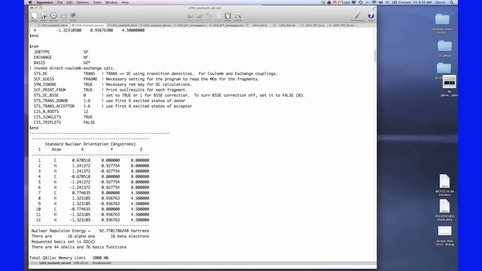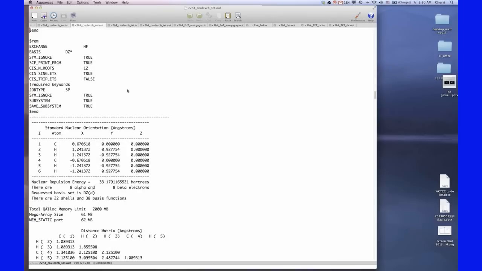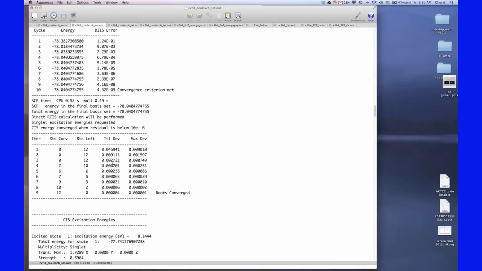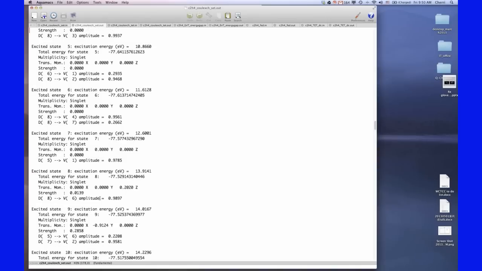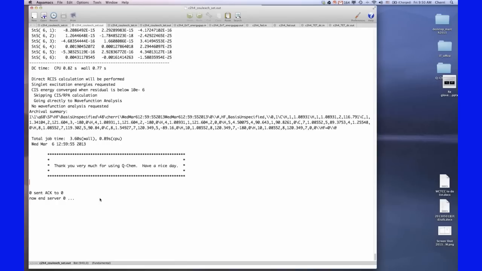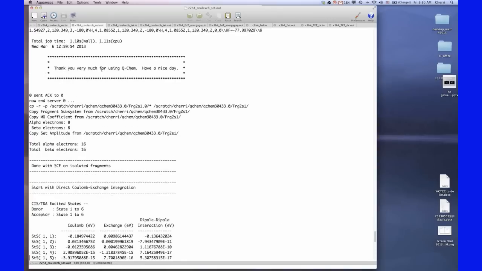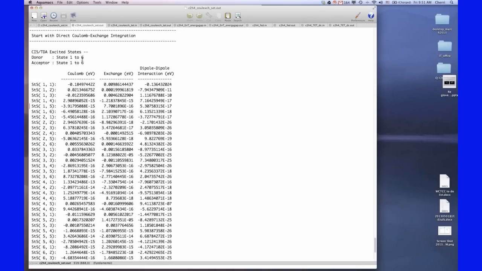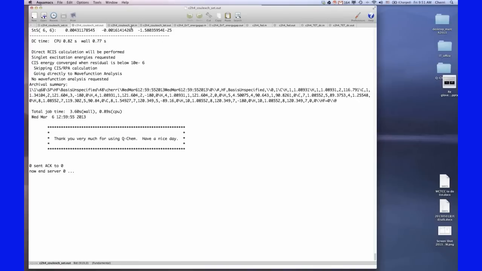So we calculate one fragment separately from the other and obtain the 12 excited states. These are 12 excited states. The second one, again, let me quickly go over. After the result, we start the job and then try to calculate the Coulomb and exchange coupling. Now we have donor states 1 to 6, acceptor states 1 to 6. If you want to take the first donor excited state to the first acceptor excited state, the Coulomb coupling will be here and the exchange here, and the dipole-dipole, supposed to be an approximate value for the donor, is here. So these are basically the results.